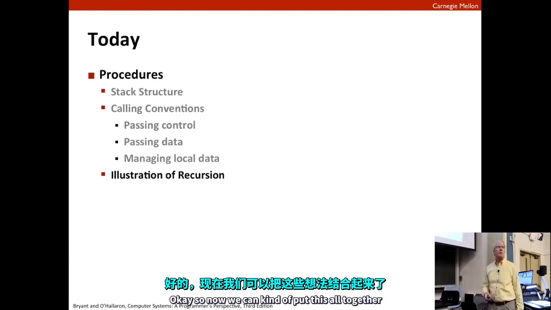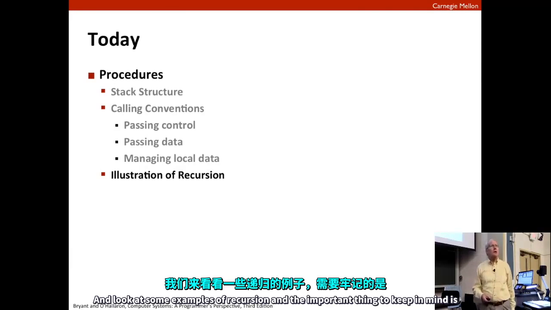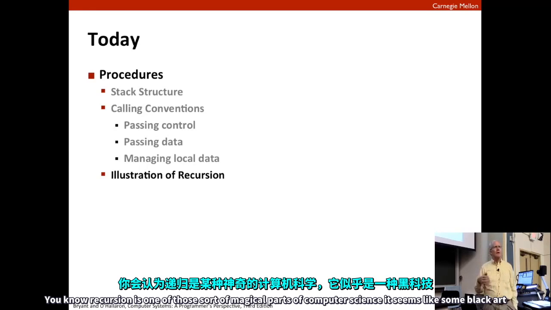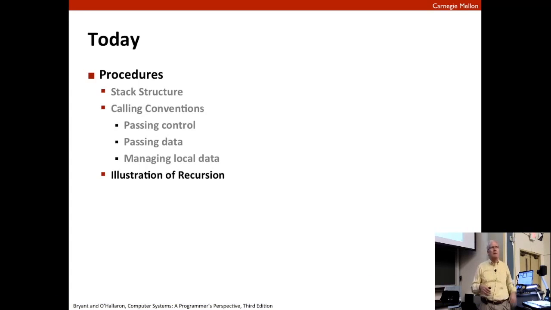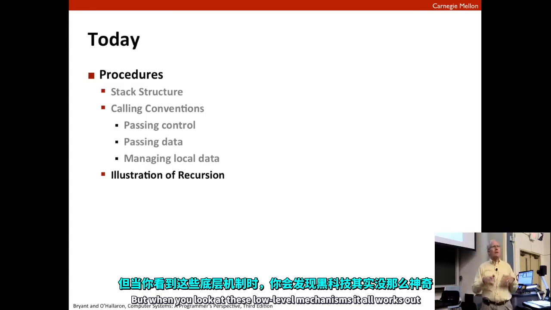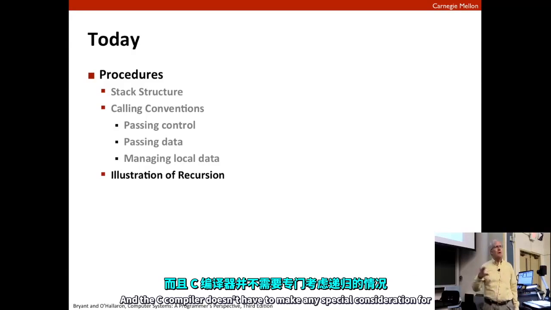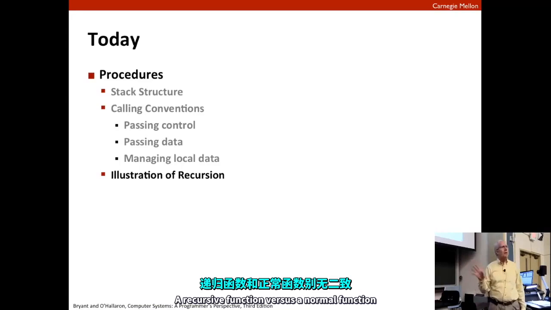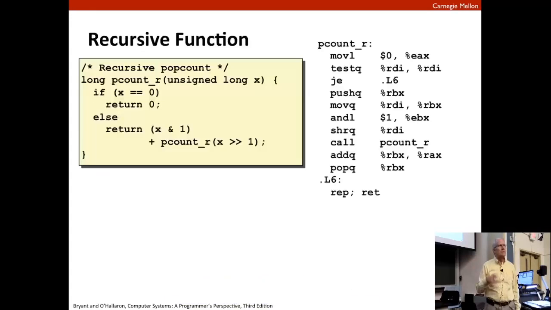Okay, so now we can kind of put this all together and look at some examples of recursion. And the important thing to keep in mind is, recursion is one of those sort of magical parts of computer science that seems like some black art that it actually works. But when you look at these low-level mechanisms, it all works out. And the C compiler doesn't have to make any special consideration for a recursive function versus a normal function, because this whole stack discipline makes it work.